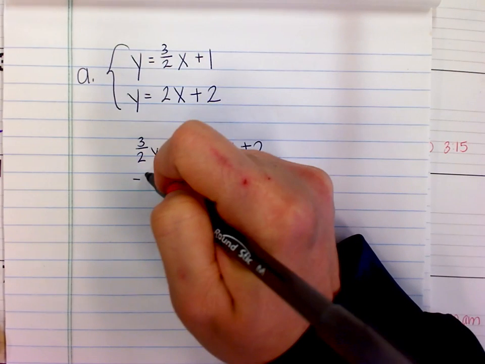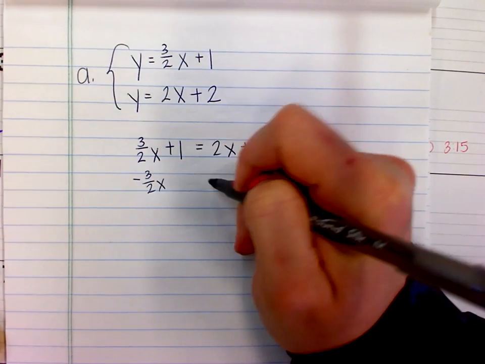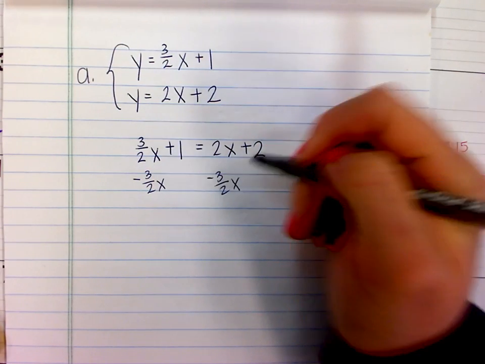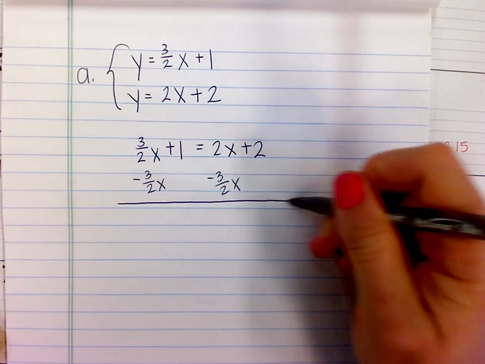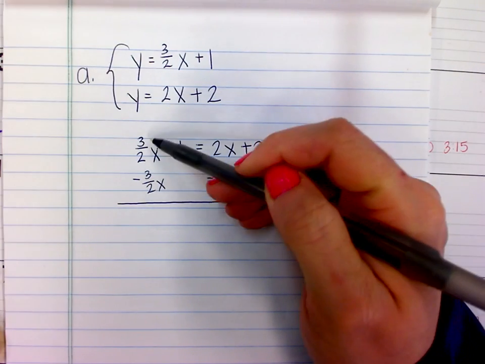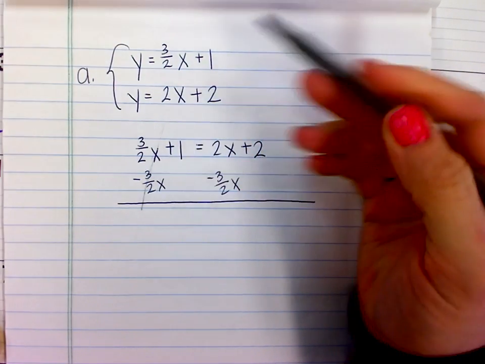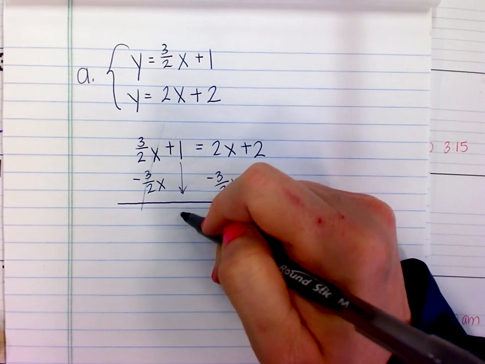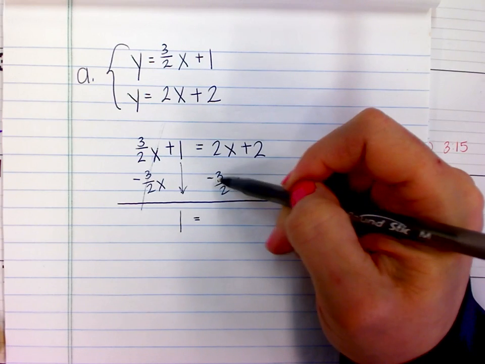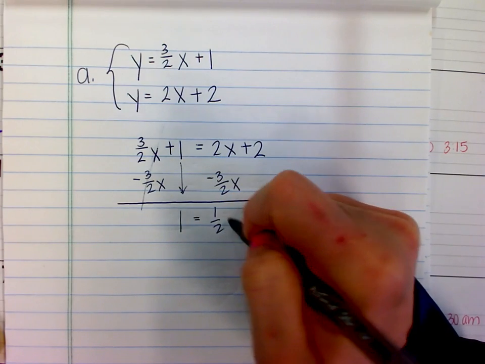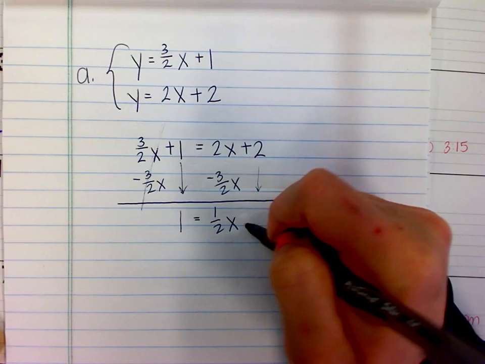I'm going to subtract 3/2 x from both sides because I'm undoing the fact that this is a positive. 3/2 x minus 3/2 x, those cancel. I'm left with just a 1 here. 2x minus 3/2 x is 1/2 x, and the 2 stayed the same.